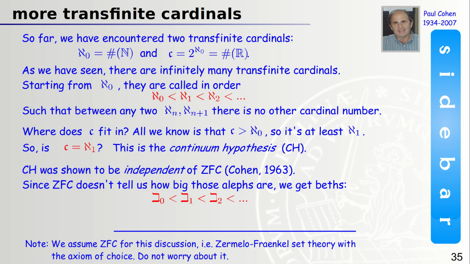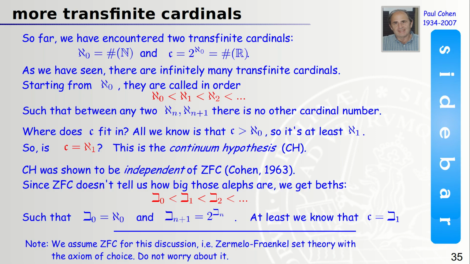Since we cannot properly know the size of the Alephs, people introduce cardinals named Beth 0, Beth 1, etc. So that Beth 0 is the same as Aleph 0, and every subsequent Beth is 2 to the power of the previous one. Therefore, C is the same as Beth 1.